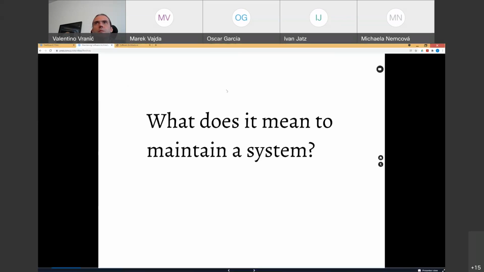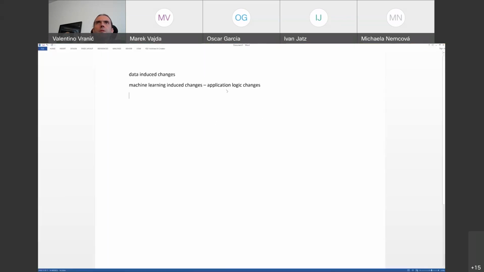We are talking about what it means to maintain a system. So it might be to rerun these machine learning things in order to induce changes, or to change the user interface, maybe even change the user interface based on data that has changed. Maybe fixing bugs.